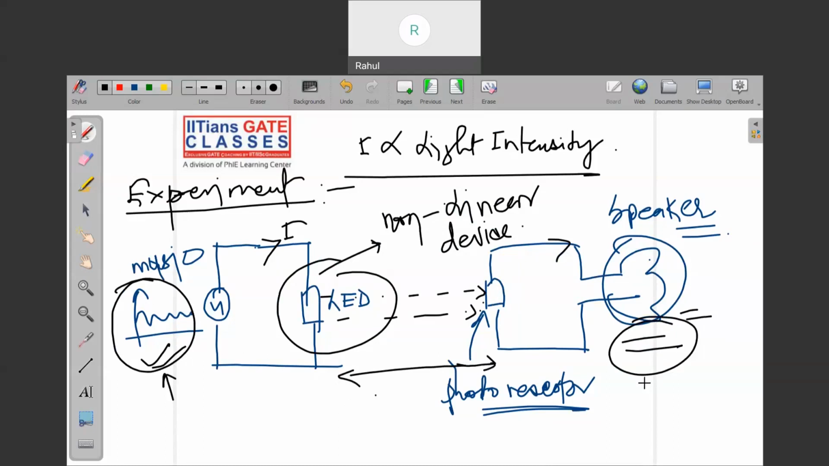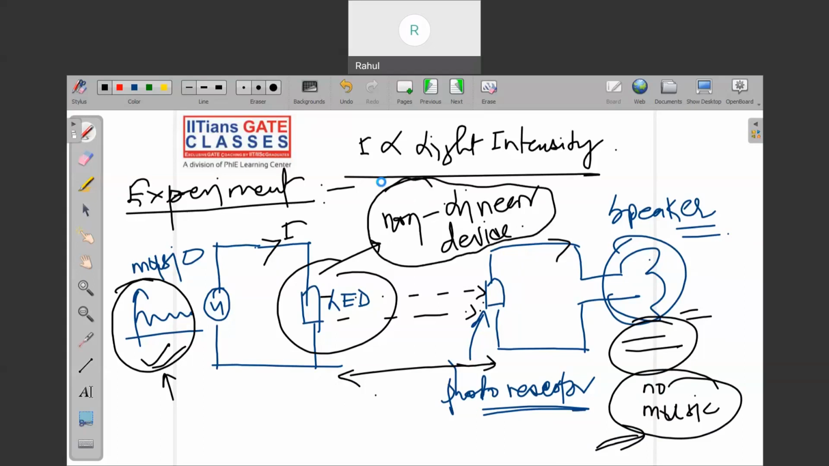Why? There is no music, or you can say there will be distortion in the music. You will not be able to identify which song is being played at the source side. What is the reason behind that? Because of the non-linear device. LED is a non-linear device.